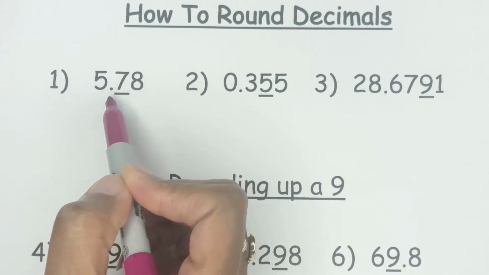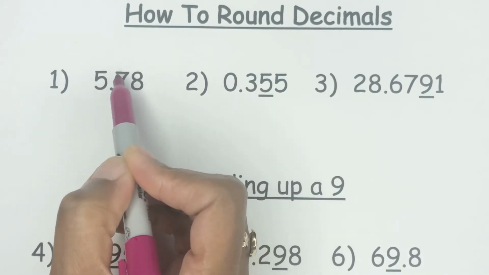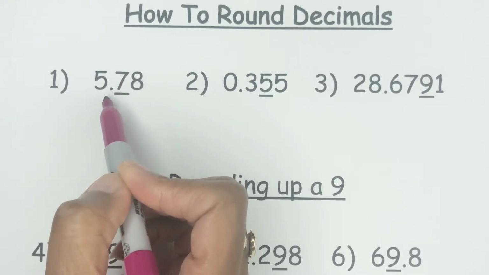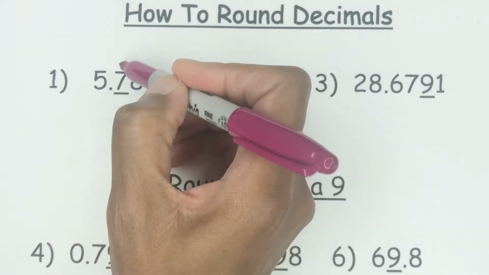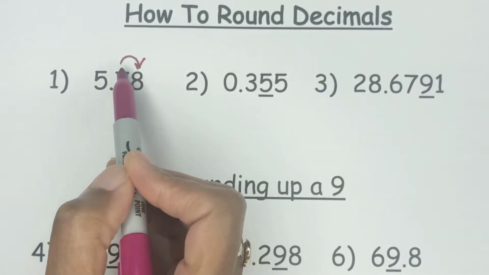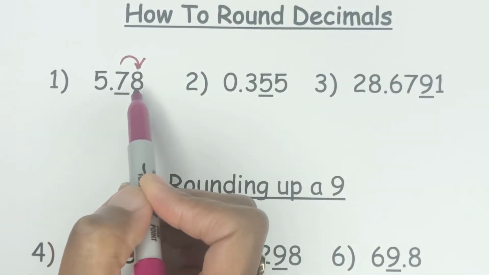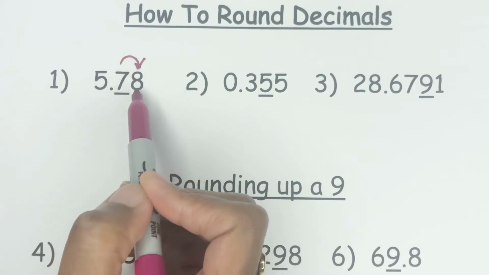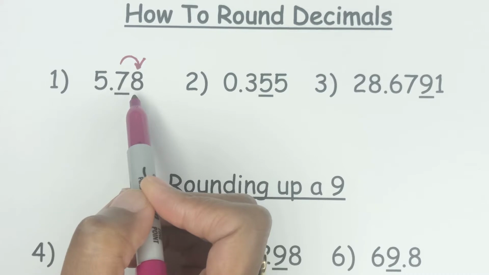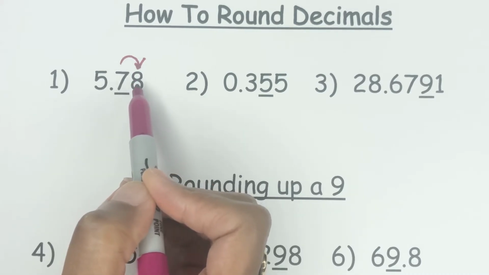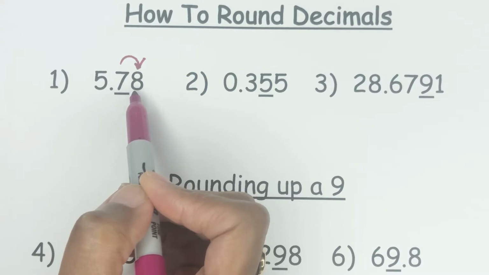Here we have 5.78 and we're rounding to the 10th place. The 10th place is the first number after the decimal. So the first thing you're going to do is look to the right. In order to round this underlined digit, we have to look to the right of that number. And then we ask ourselves, is this number more than 5 or less than 5? So there's a saying for that.